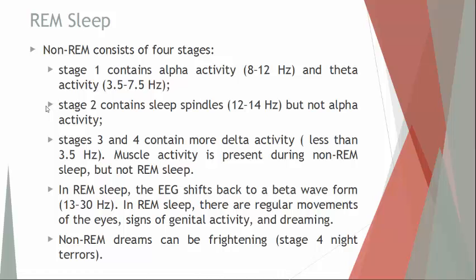When you get to that point in REM sleep, the EEG will go back to a beta waveform, ranging between 13 and 30 hertz. Also in REM sleep, there are regular movements of the eyes, signs of arousal because of genital activity, and also dreaming. It's in stage 4 where you are most likely to walk in your sleep, talk in your sleep, and also have dreams. Dreaming and having nightmares often occur in stage 4 of the sleep cycle.